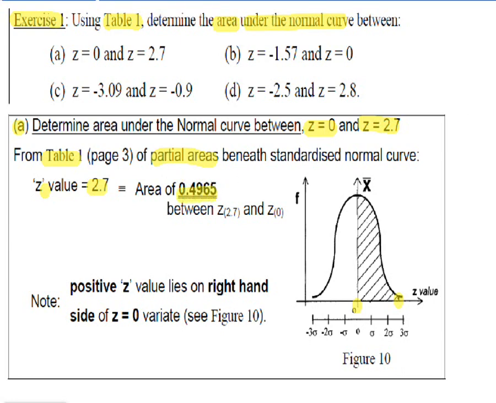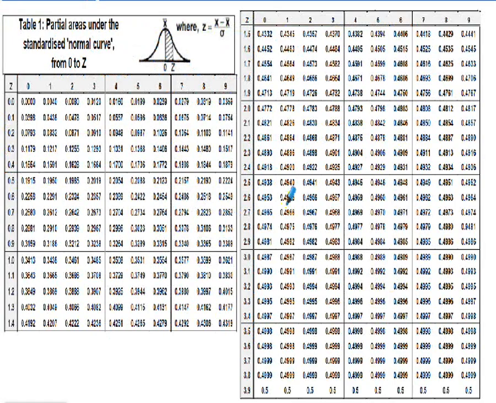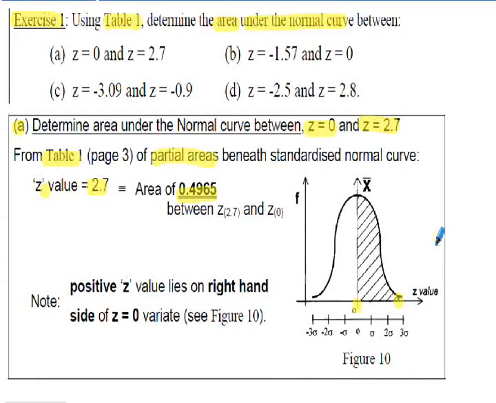0.4965. We go and check that on our previous table. So for 2.7, here is 2.7, our value is 0.4965, reading directly from the table. So what we've got here is the shaded area shown here, between the z is equal to 0 and z is equal to 2.7. It's on the right hand side because it's a positive z value.